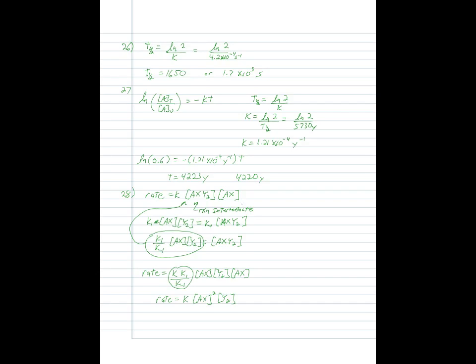Okay, how about 31? We didn't actually do 31, but it's easy enough to do once you see how it's done. For 31, we've got a reaction there, and they give us the equilibrium concentrations, so those are what we need to plug into our equilibrium constant expression. Our equilibrium constant is going to be equal to our products over reactants. So we've got the concentration of NO2 squared over the concentration of NO squared times the concentration of O2.